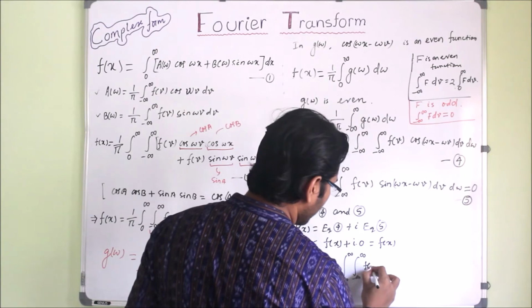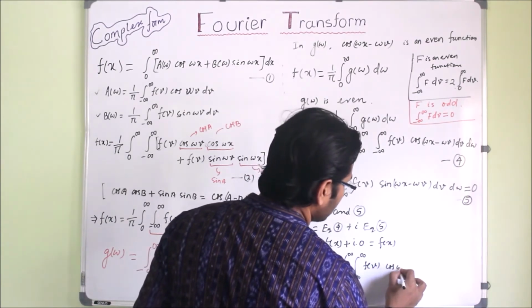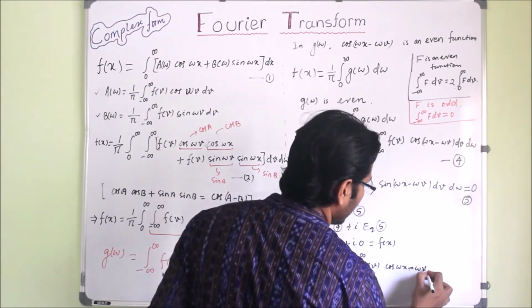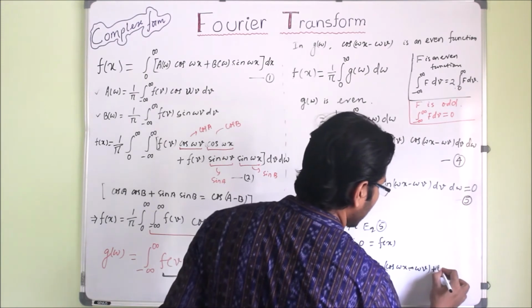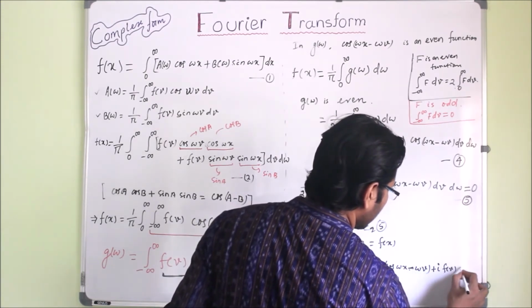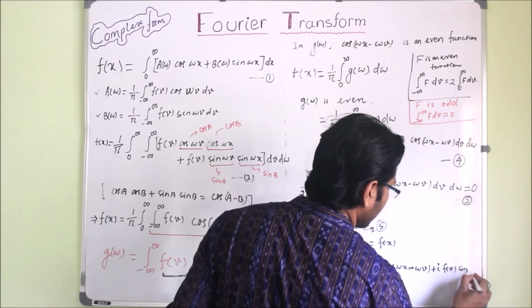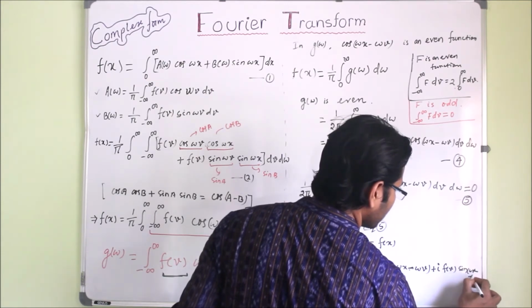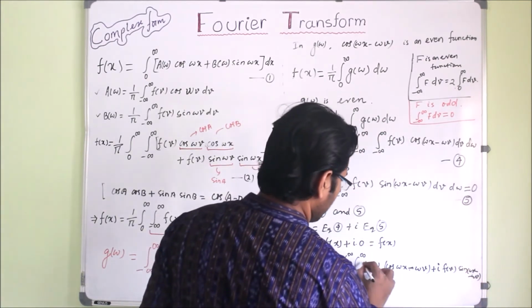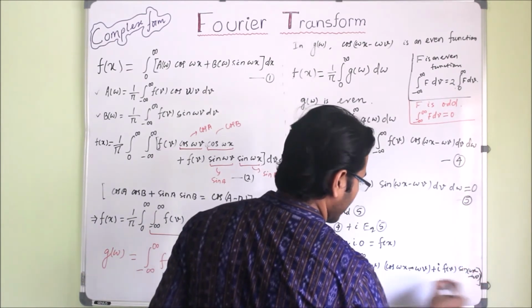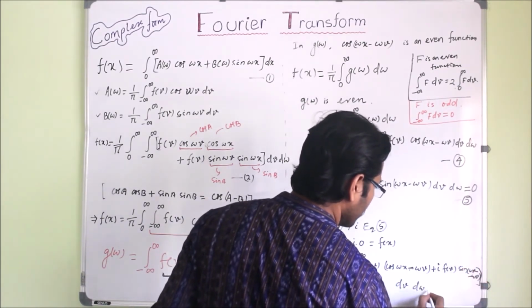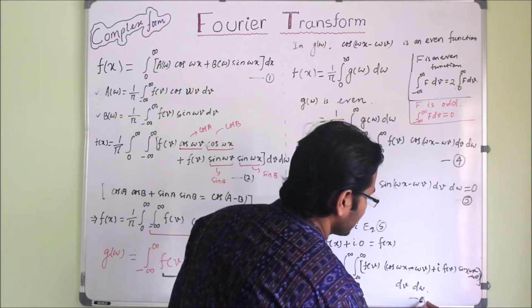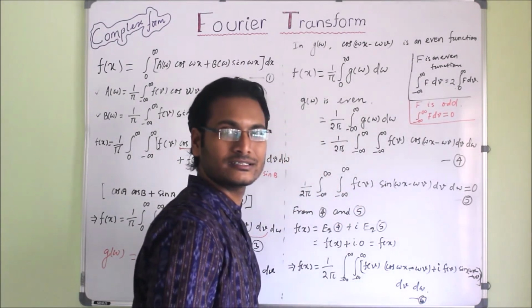here f of v cos(wx minus wv), okay, plus i into f of v sin(wx minus wv), okay, so whole into dv dw. Now this I can write as equation 6. So we will see what this equation 6 will be.